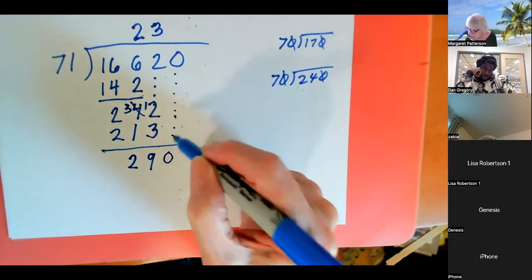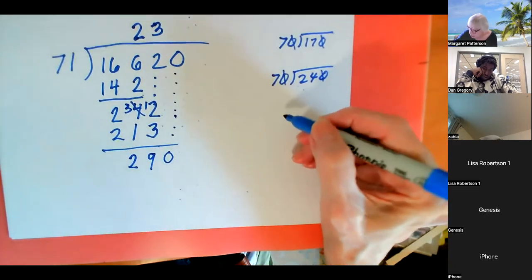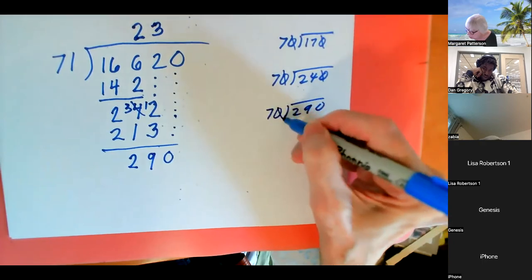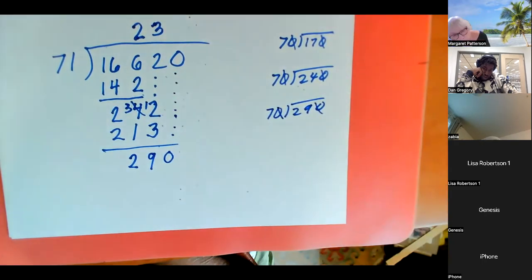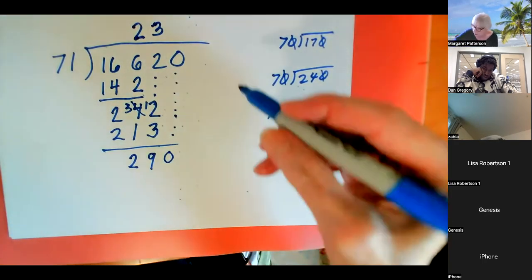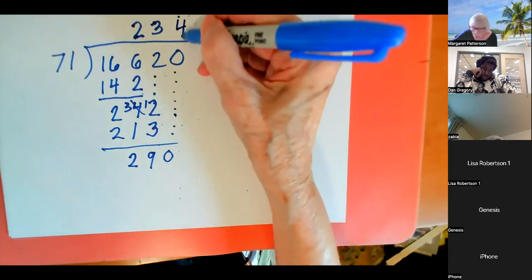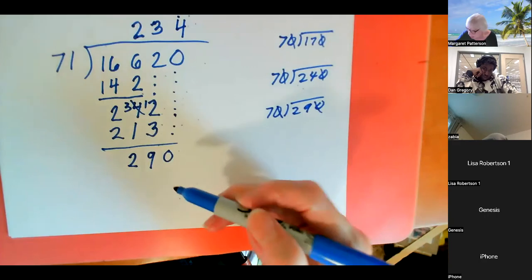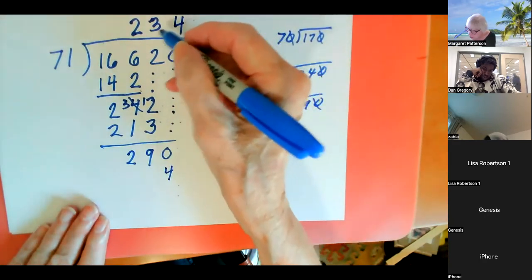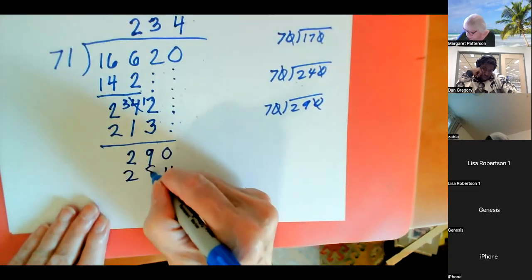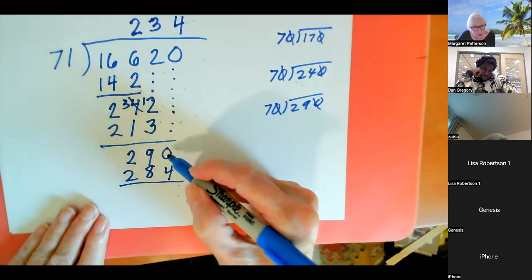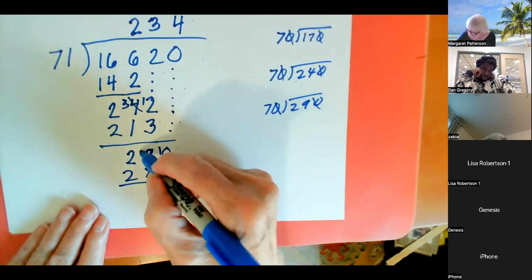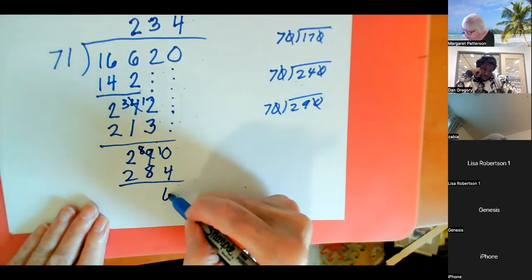I'm bringing down my last number. This is approximately 70 into 290. So that I can now see it's 7 into 29. What would be your number? 4. Like I said, it's not always right, but let's see. 4 times 1 is 4. 4 times 7 is 28. It's just right because this is smaller than that. So when we subtract, it's a borrow. And there's only 6 left over.